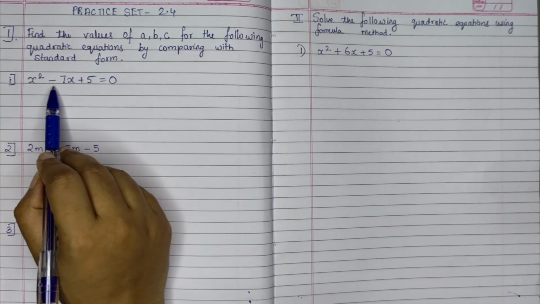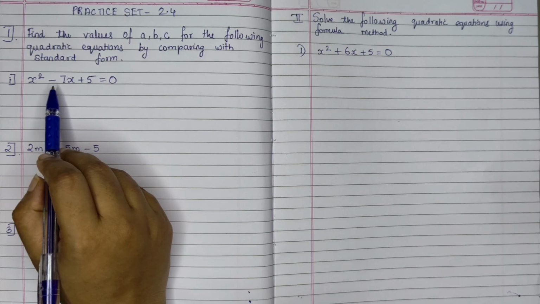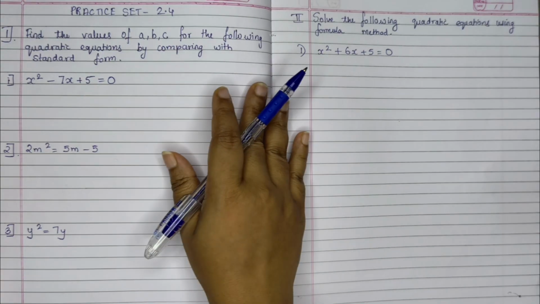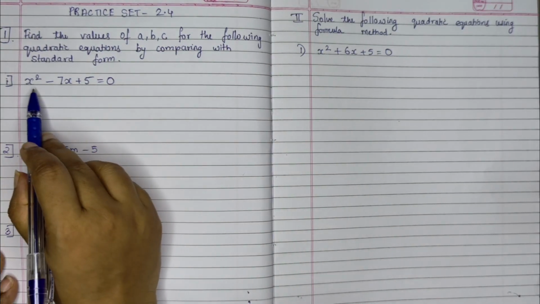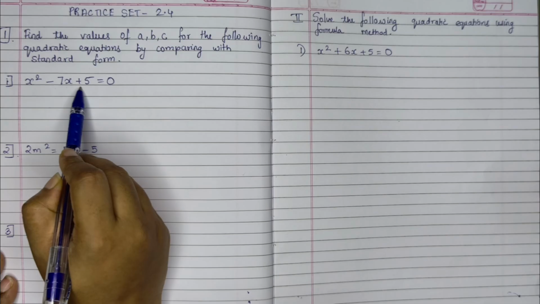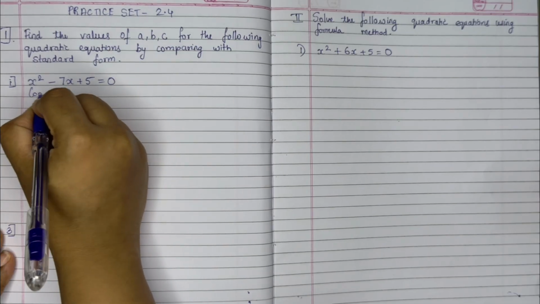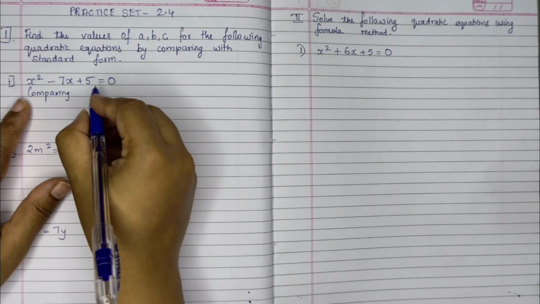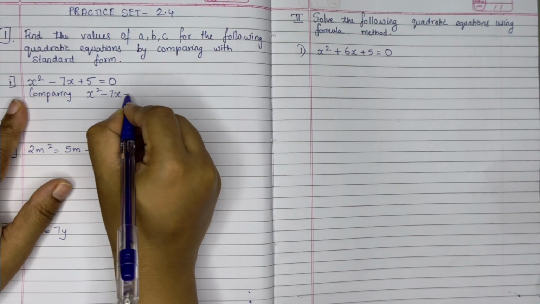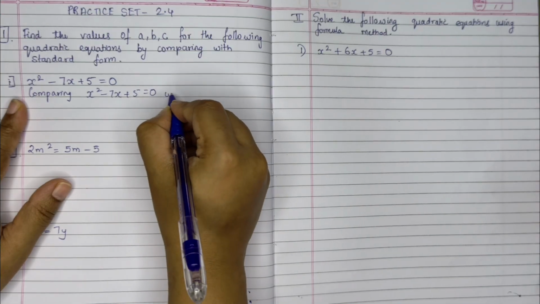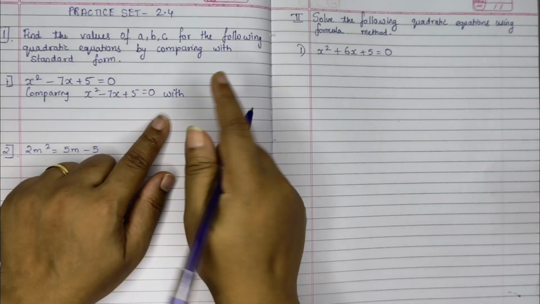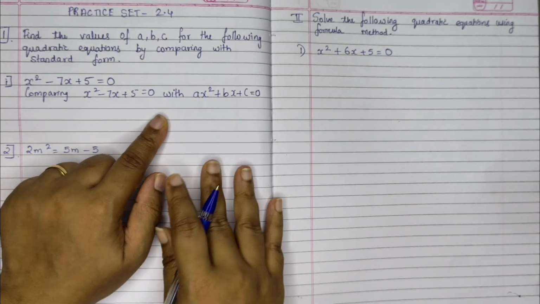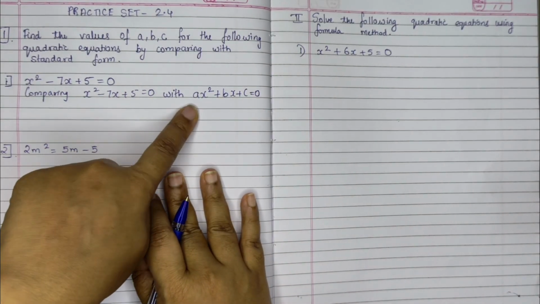Now, we know the general form ax square plus bx plus c is equal to 0 is the general form of the equation. So we are going to compare with that. They have asked us to compare. So comparing x square minus 7x plus 5 is equal to 0 with the general form. What is the general form? ax square plus bx plus c is equal to 0.